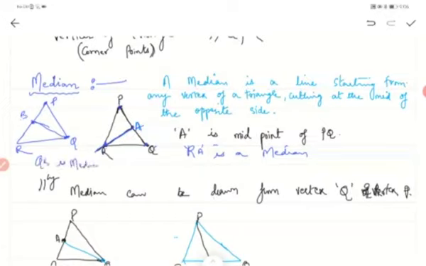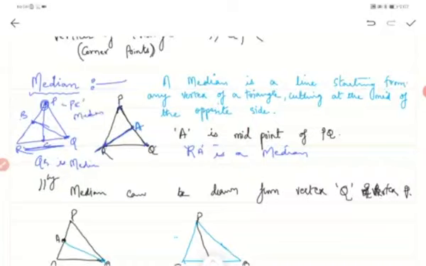Similarly, this median can come from this vertex, and it should cut at the midpoint of the opposite side. So the opposite side for P is what? It is RQ. So it is cutting at the midpoint of RQ, and therefore you will say your PC is called a median. Alright, so median is what? A line coming from any vertex of a triangle and cutting at the midpoint of the opposite side.